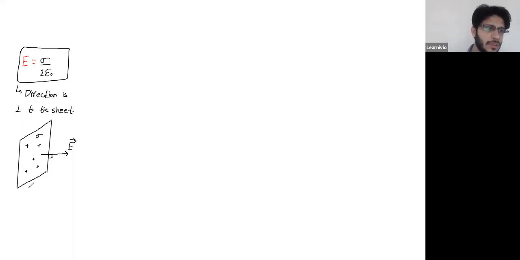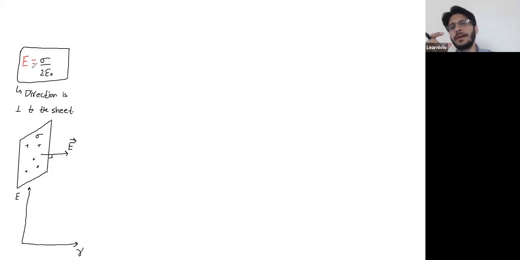So can you plot E versus R graph for this field? See here, E is sigma by 2 epsilon naught. So this E is independent of R, which means here electric field is independent of position. R is always position, the separation from the sheet. The expression of electric field is absolutely independent.